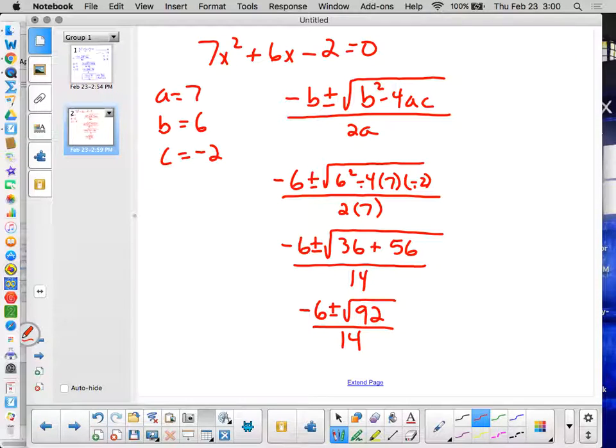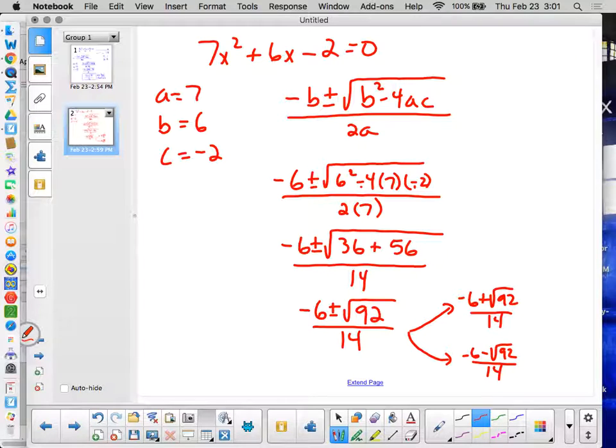Now this we can actually simplify. I know you're saying, wait a minute, what do we do with that plus minus? Really what we're doing is we're splitting that now. We're going to do negative 6 plus the square root of 92 over 14 as one solution. The other solution is negative 6 minus the square root of 92 over 14. And for now, we're just going to approximate those decimally.